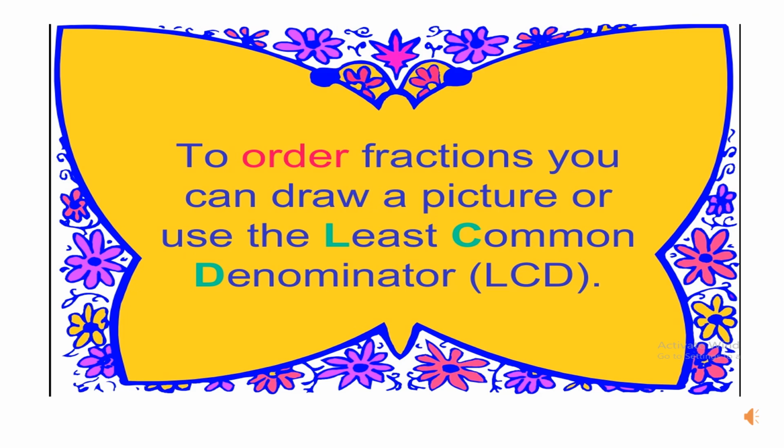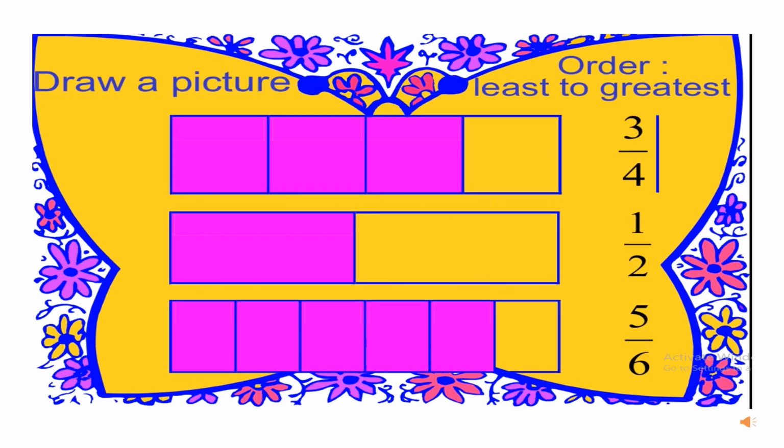To order fractions, you can draw pictures or use the least common multiple or least common denominator. To arrange the given fractions from least to greatest one, we can understand by seeing the pictures that 1 by 2 is less than 3 by 4 is less than 5 by 6. Hence we can conclude that 1 by 2 is the smallest one and 5 by 6 is the greatest fraction.